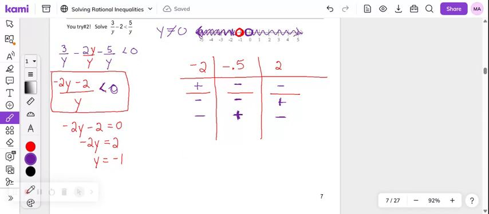So our solution goes from negative infinity to -1, not including the -1, and from 0 to infinity. So the only numbers that are not going to work for us are between -1 and 0.